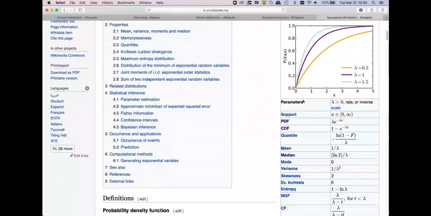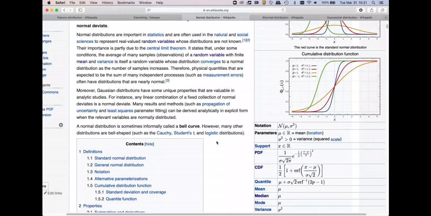So again, what are the parameters? Well, there is one parameter, which is lambda, the rate or inverse scale parameter. That's the first thing we need to know about any random variable: what are the parameters. The second thing we need to know is what is the PDF. If we go back to a normal curve, the PDF is given to us right here.